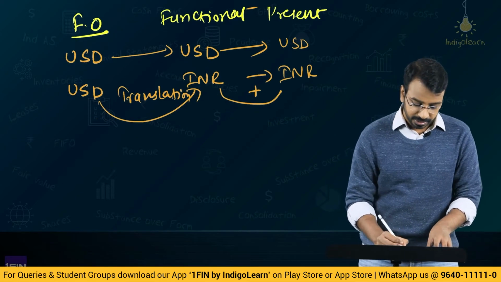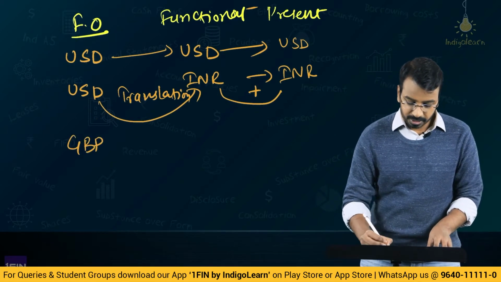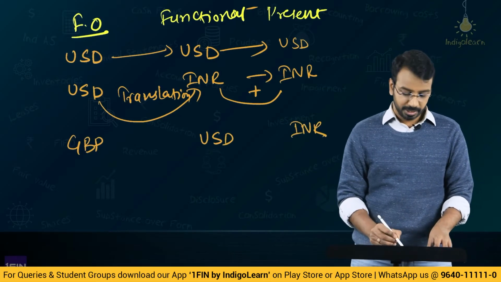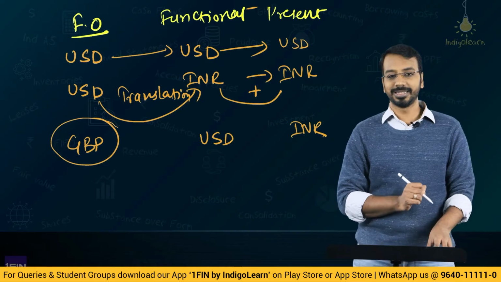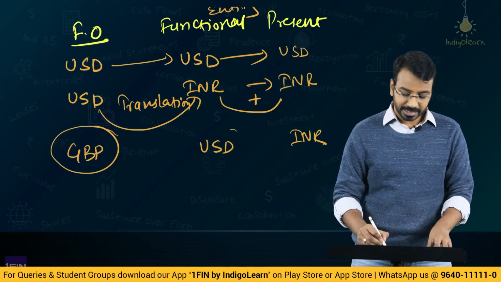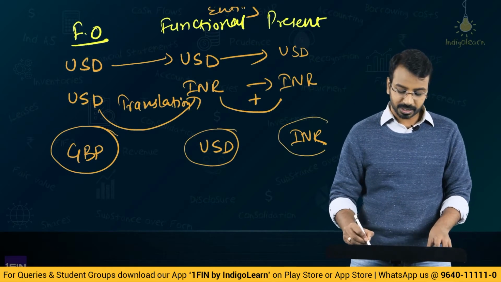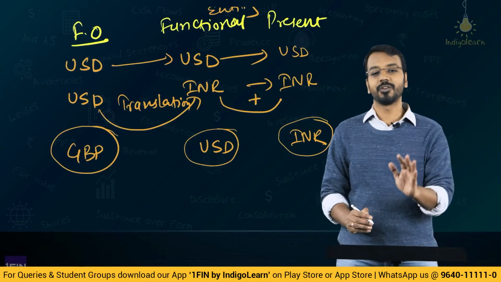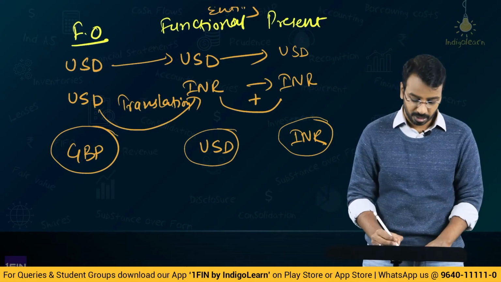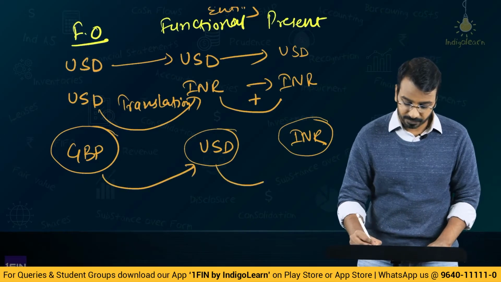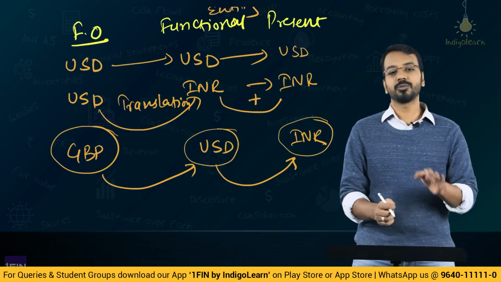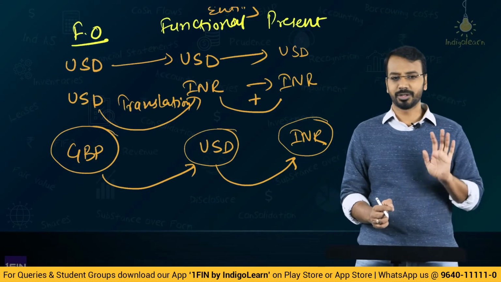Say this is GBP, this is USD, this is INR. So the foreign operation has a functional currency GBP, the entity has a functional currency USD and a presentation currency INR. So here you will follow a two-step approach to translate the financial statements from GBP to USD and from USD to INR. The principle of accumulating the differences would remain the same as we have understood.